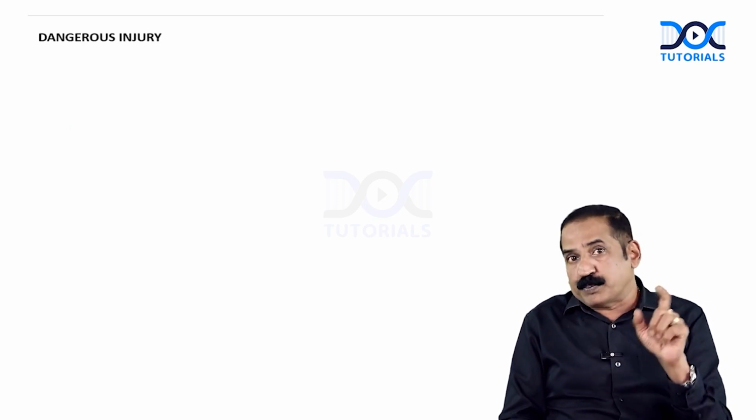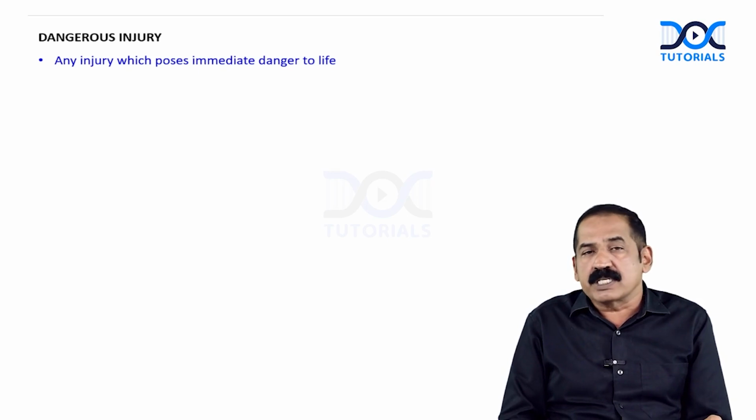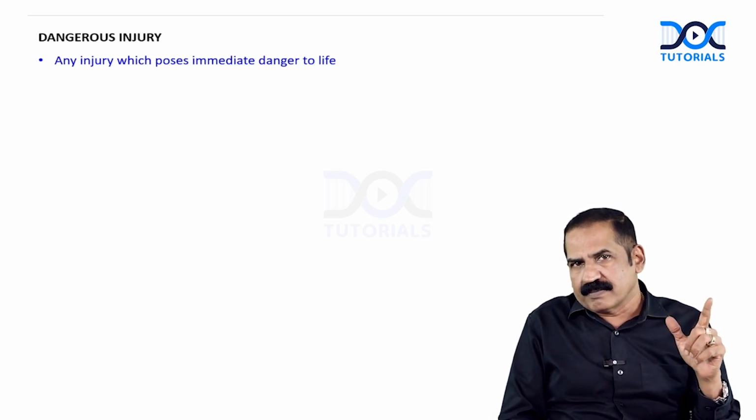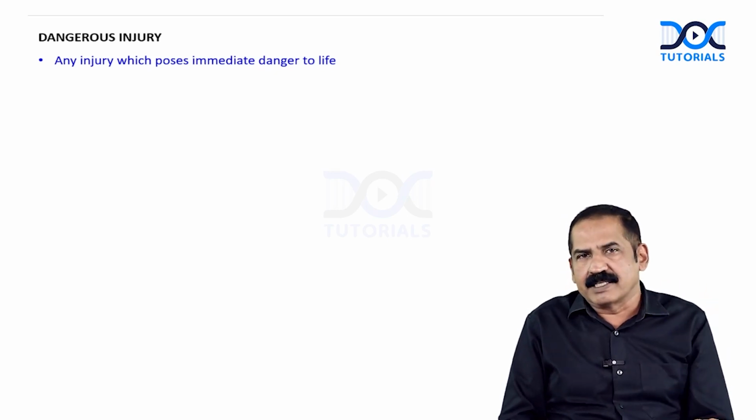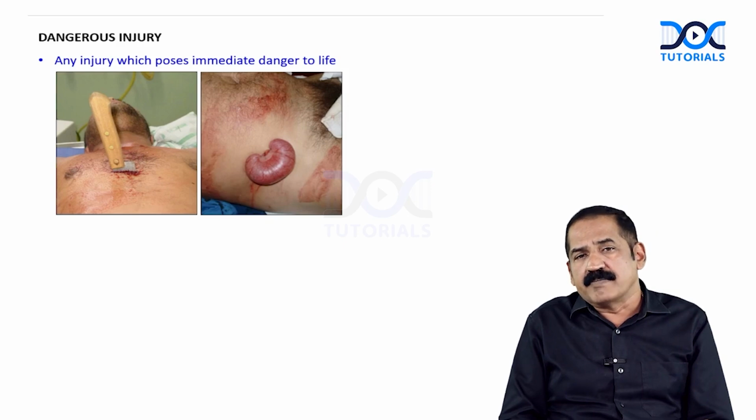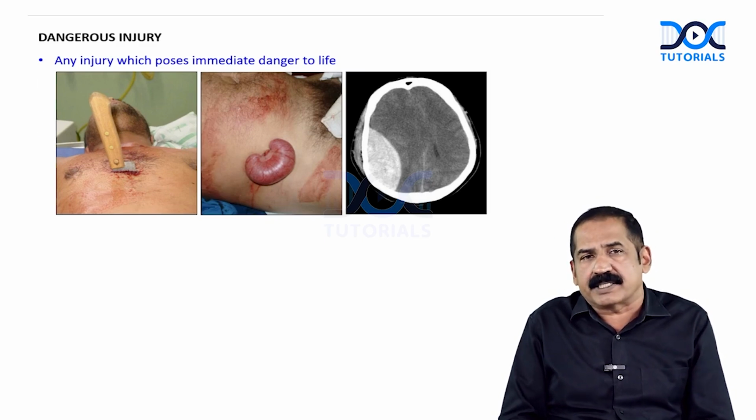What do you mean by dangerous injury? Any injury which poses immediate danger to life. Any injury which poses immediate danger to life. In other words, clause 8 of grievous hurt. That is, any hurt which endangers the life falls under dangerous injury. For example, stab injury to the chest, stab injury to the abdomen, stab injury to the cranium, or extradural hemorrhage more than 100 ml. All these are dangerous injuries.